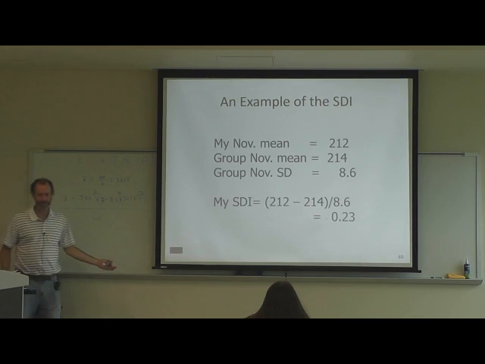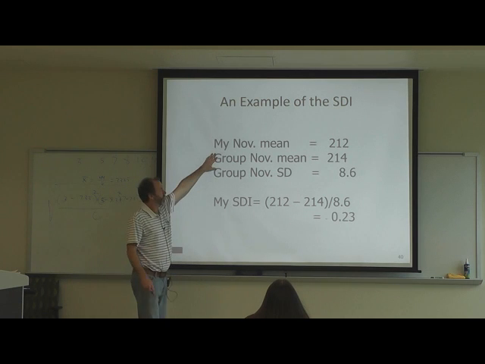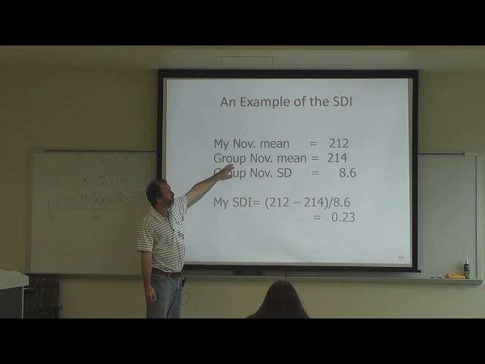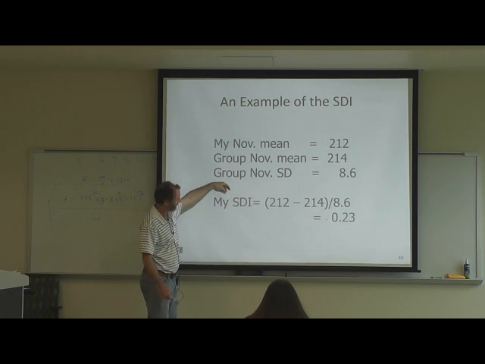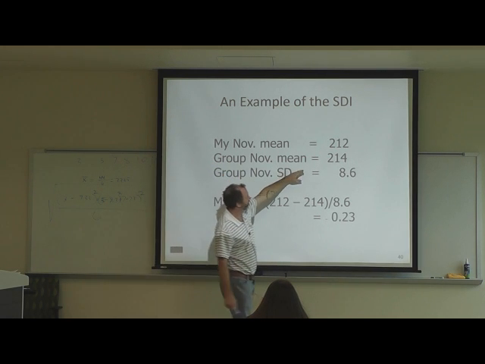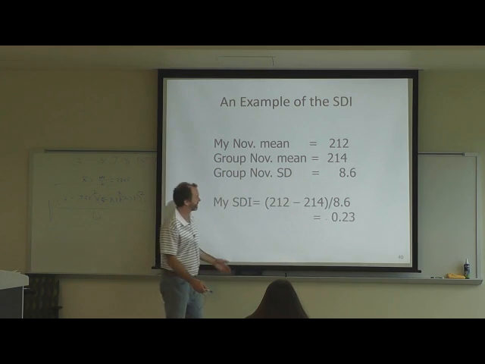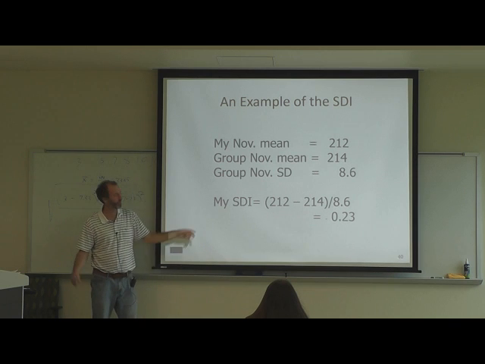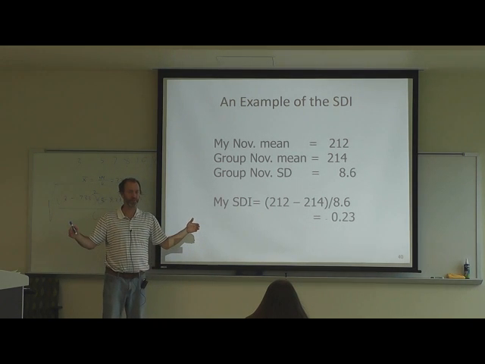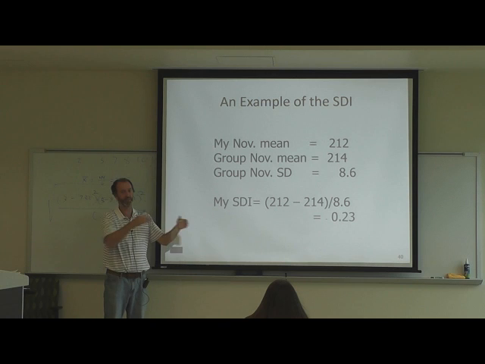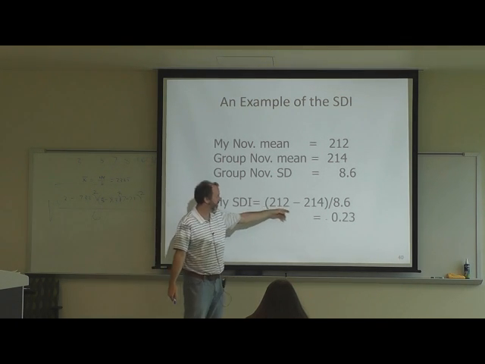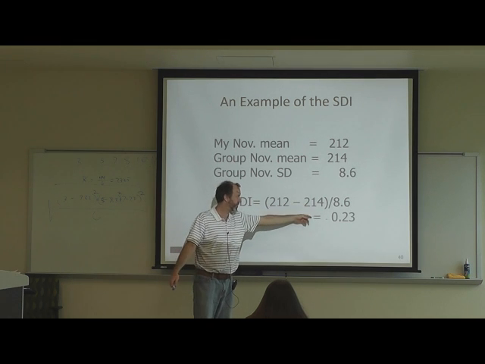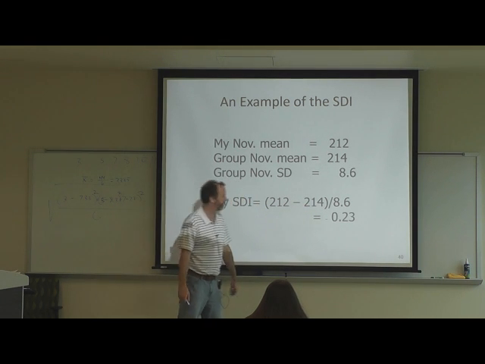So this is an example of an SDI. In this group, my November mean is 212. For proficiency testing, like CAP, they'll give you a group mean and tell you what your mean is. In this group, the group mean is 214 and the standard deviation is 8.6. We want to figure out how far away from the mean we are, because you fail those proficiency tests if you're so many standard deviations away. Ours is 212 minus 214 divided by 8.6, so we get negative 0.23.